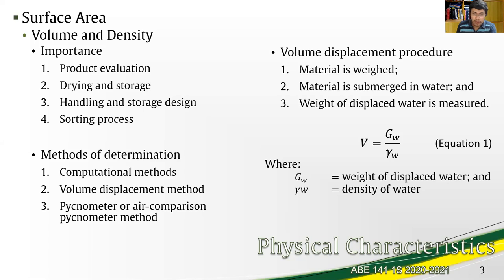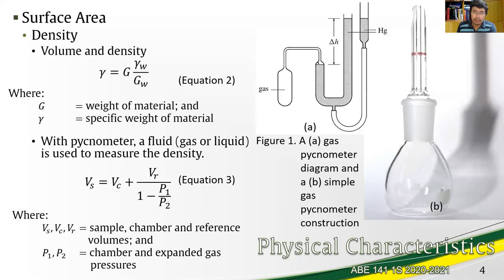The volume displacement method involves weighing the material or object, submerging it in water, and weighing the displaced water. After that, we can use the measured parameters to compute the volume using equation 1, where G sub W is the weight of the displaced water, divided by the density of the water, gamma W. For density, it is simply 1 over the specific weight, and the specific weight is measured using equation 2, where G is the weight of the material and gamma is the specific weight of the material.